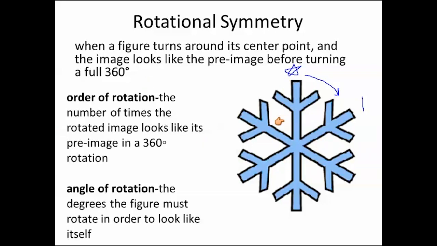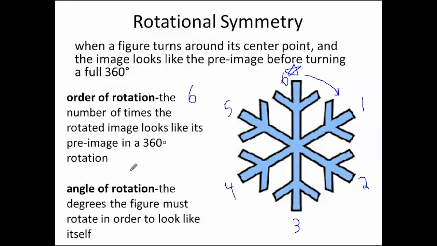So if we keep going and we notice that every time we turn it, we stop where one of the ends of the snowflake was, and we keep going all the way around to back where we started, I can turn this 6 times before this particular part of the snowflake would end up all the way back where it started at the top. So in this case, our order of rotation for this snowflake is 6.